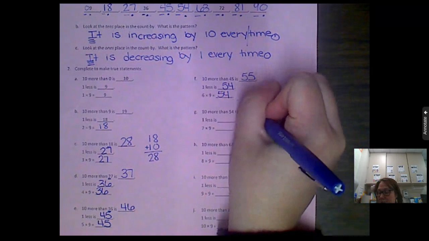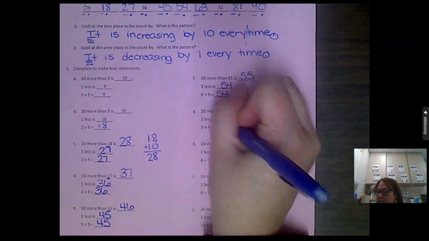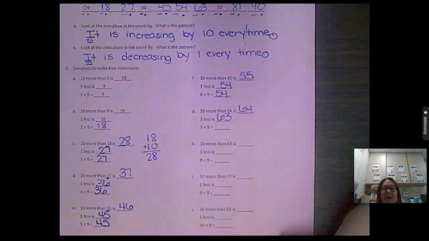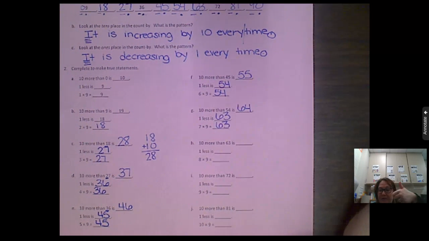Okay, so for G, 10 more than 54 is 64. 1 less is 63. So that means that 7 times 9 is 63. Give me a thumbs up if you had that one. Good job. And if not, just make sure you're correcting as we go, okay? And trying to understand where we went wrong, where the mistake was.